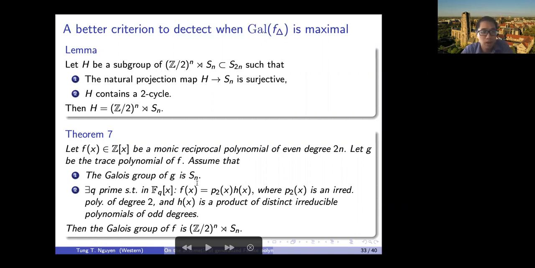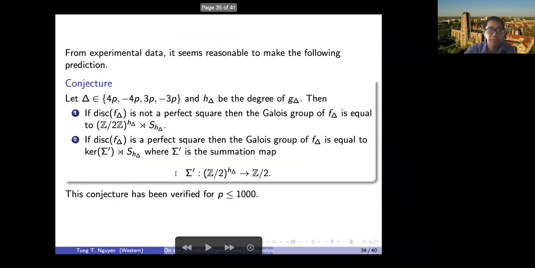So in some sense, this theorem is very similar to the theorem of Davis, Tung, and Sun. But in practice, it's much faster because the degree of g here is half the degree of f. So when you take the factorization mod q, it is more efficient. So that's why we're able to check the conjecture for larger primes.